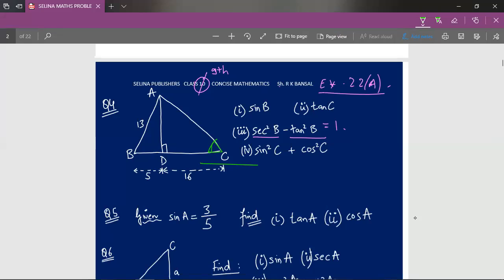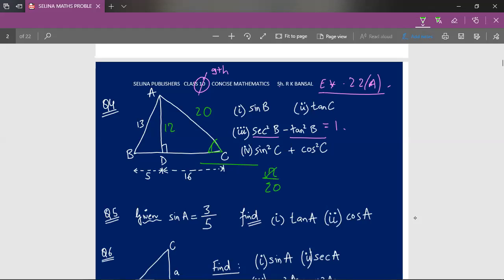If it has mentioned find sine square C, all you have to do is find the value for sine C first. So sine C, I'm going to solve it here. With respect to angle C, tell us sine C. So the perpendicular here is 12. Our hypotenuse is 20. So sine C basically means 12 upon 20.